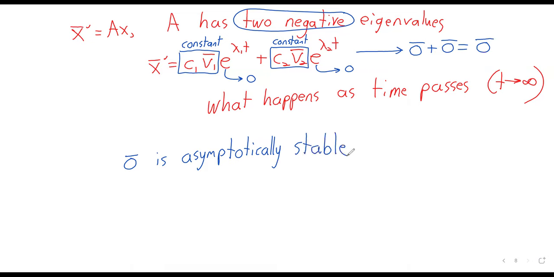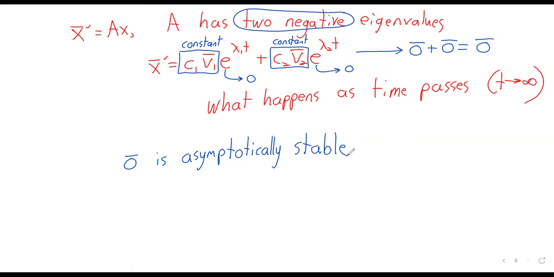The fact that we have two real negative eigenvalues is giving us information about the stability of the fixed point here. It's saying that the origin is an asymptotically stable fixed point. And now we're going to introduce a bunch of cases. It's kind of a waterfall, but it has to be done.